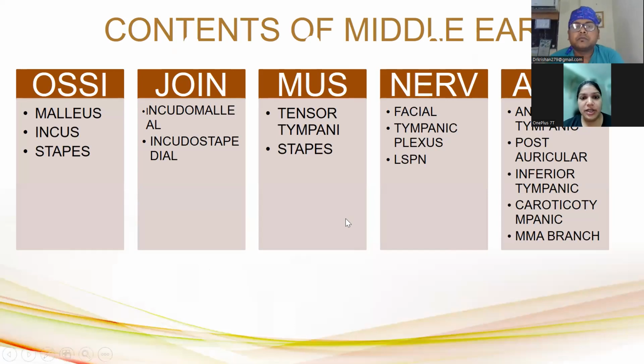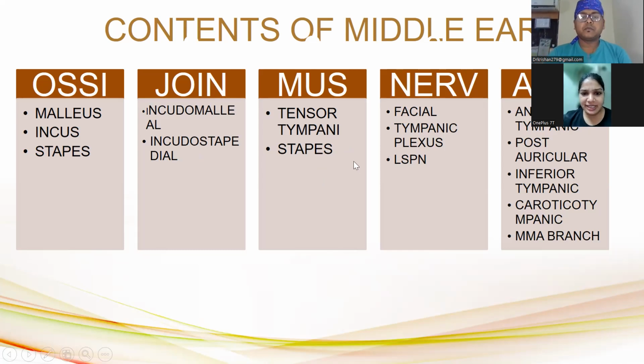Okay, now moving towards the contents of the middle ear: there are the ossicles, joints, muscles, nerves, and the arteries. The ossicles are the malleus, incus and stapes, which you all know, and there are two joints, that is the incudomalleal joint and the incudostapedial joint. The incudostapedial joint is a saddle variety of synovial joint. Okay, these two, incudomalleal and incudostapedial joint, both are saddle variety of joints. And there are two muscles which are very important, that is the tensor tympani muscle and the stapedius muscle.